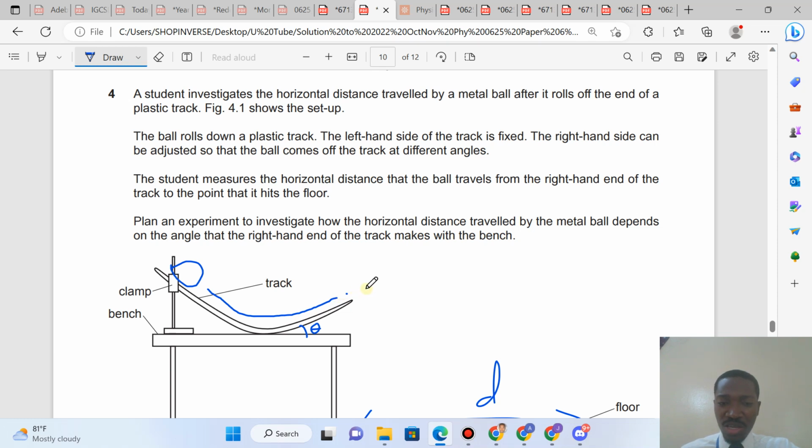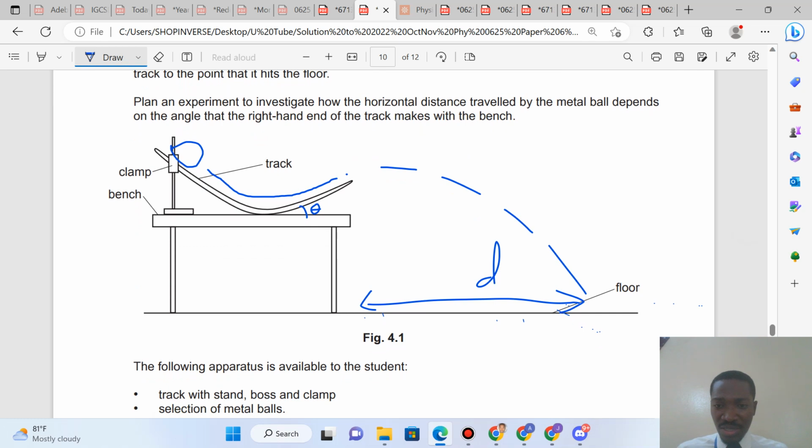Then it follows a parabolic path. It follows a parabolic path till it lands on what? Till it lands here at a point like this. So you might just put a tray of sand here so that you can always pinpoint the exact point where the ball lands. That's why you can put a tray of sand here.